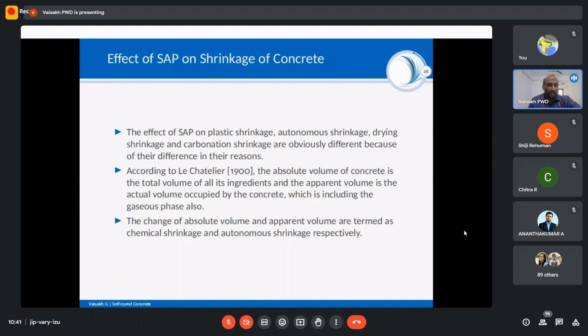Plastic shrinkage, autonomous shrinkage, drying shrinkage and carbonation shrinkage that we have discussed earlier are different in their nature, and the effect of sap on all these is different. These shrinkages were defined by Le Chatelier in 1900. We are still using his terminology. The absolute volume of concrete is the total volume of all ingredients, and the apparent volume is the actual volume occupied by the concrete, which includes the gaseous phase also. Change of absolute volume is chemical shrinkage, and change of apparent volume is known as autonomous shrinkage.